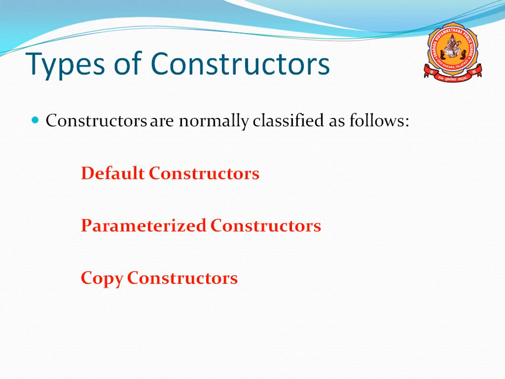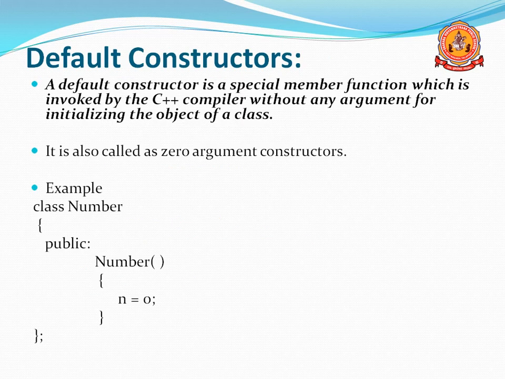Then we will move to the types of constructor. Constructors are mainly classified into three types: default constructor, parameterized constructor, and copy constructor. First we will move to the default constructor.